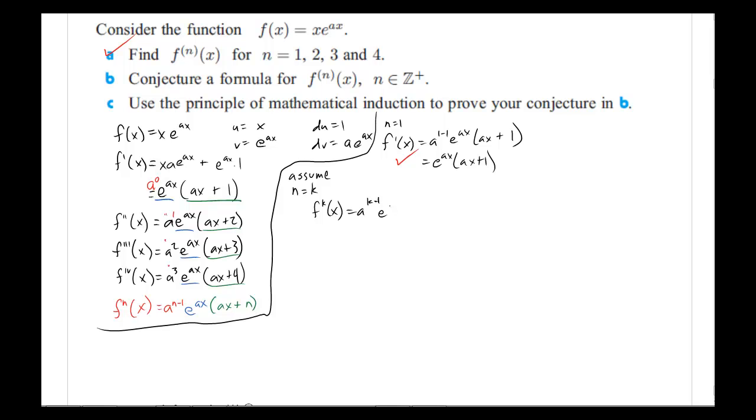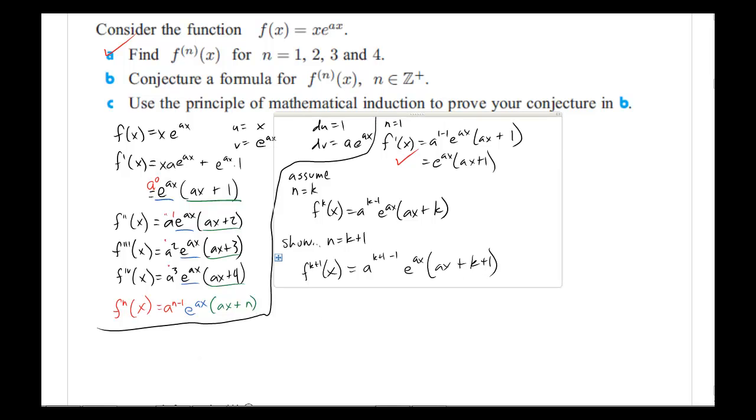k minus 1 e to the ax times ax plus k. All right, now we're going to show that it works for n equals k plus 1. So if I put that in, f to the k plus 1 of x equals a to the k plus 1 minus 1 e to the ax times ax plus k plus 1. All right, so we just need to show that this works.